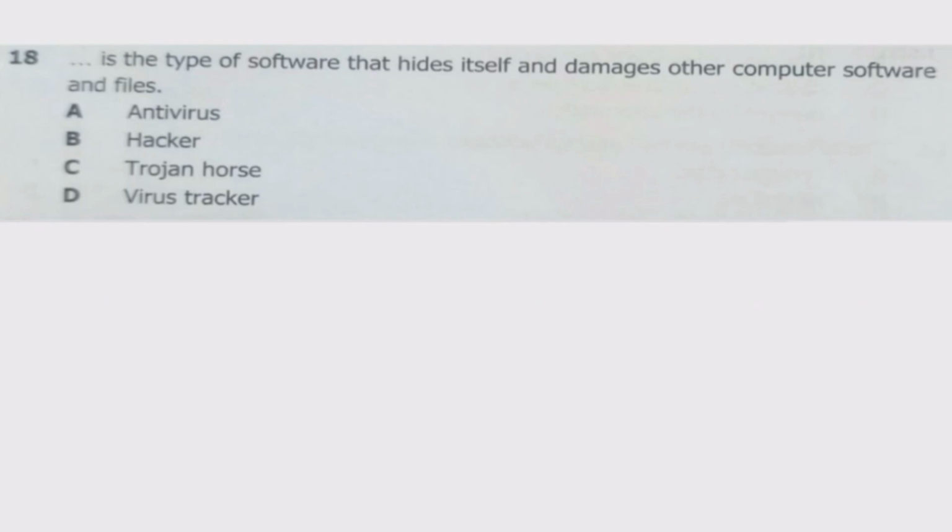Question 18. Dash is the type of software that hides itself and damages other computer software and files. A. Antivirus, B. Hacker, C. Trojan horse, D. Virus tracker. So the correct answer is C. Trojan horse is the type of software that hides itself and damages other computer software and files.